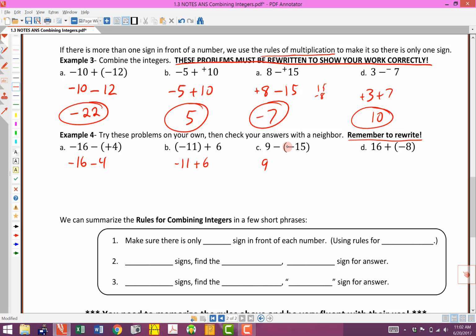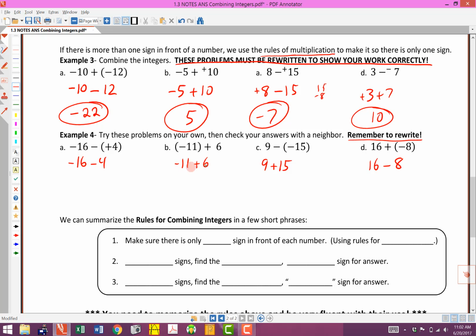Negative times a negative, we've got those two signs in front of each other, so we want to change those. Negative times a negative is a positive, so that's going to be 9 plus 15. And then on this one, we've got a 16, that's assumed to be positive. And then I've got a positive times a negative, that's going to be negative. And then we've got 8.